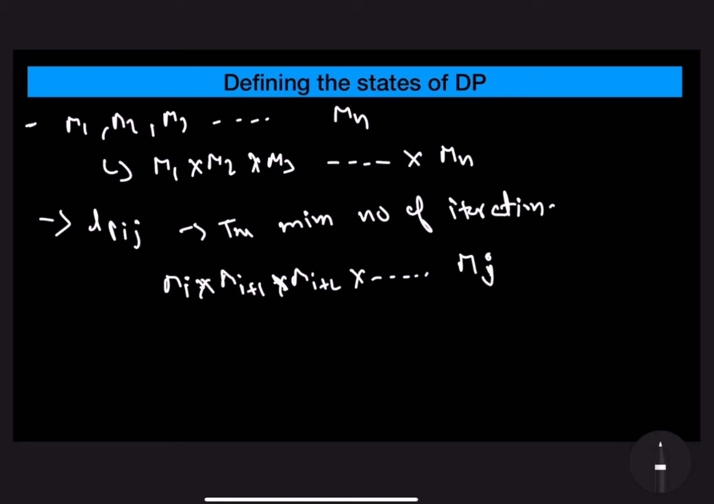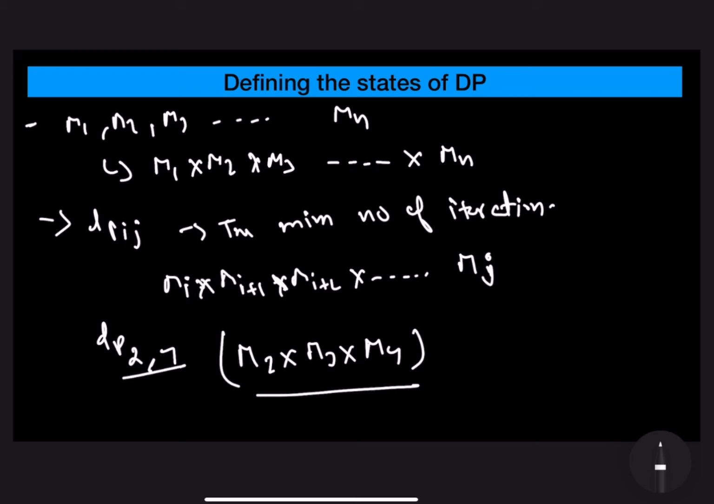For example, let's say I want to find the value of dp of 2 comma 4. In this case, dp of 2 comma 4 will be nothing but the minimum number of iterations to evaluate M2 into M3 into M4, in case of one based indexing. So this is the definition of the state. Now that we have defined the states, let's have a look at the second subproblem. Also, before that, it's quite evident from the definition of our states that the final answer will be given by dp of 1 comma n. From definition, dp of 1 comma n means the minimum number of iterations to evaluate M1 cross M2 cross M3 up to Mn. That's the answer that we are looking for.